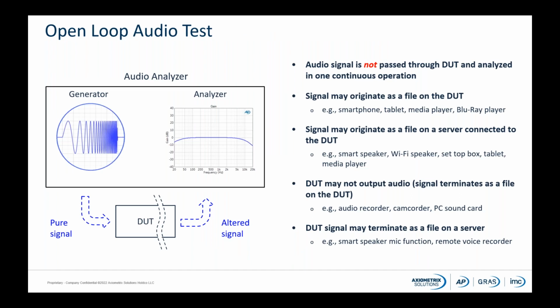When making an open loop audio measurement, the signal path or loop is open, meaning the generator and the analyzer are not working together in concert. They are separated from each other. This type of signal path configuration is necessary when the device under test is not able to pass the stimulus signal through its input to its output in real time.